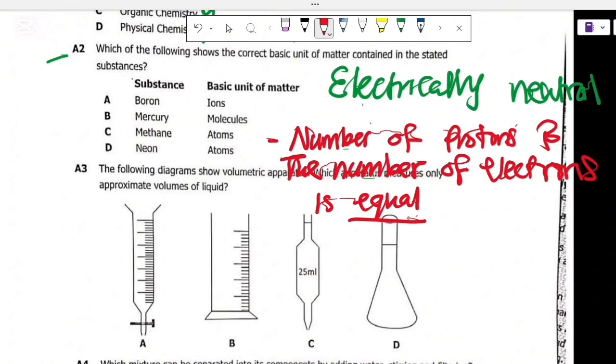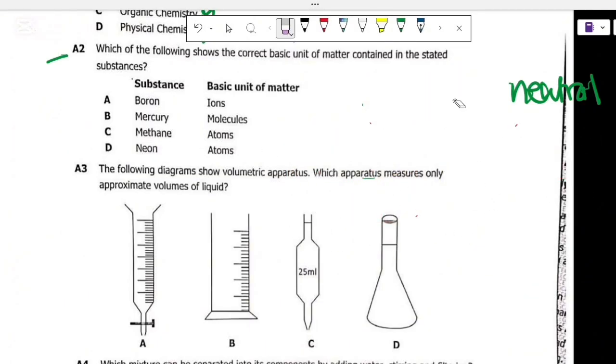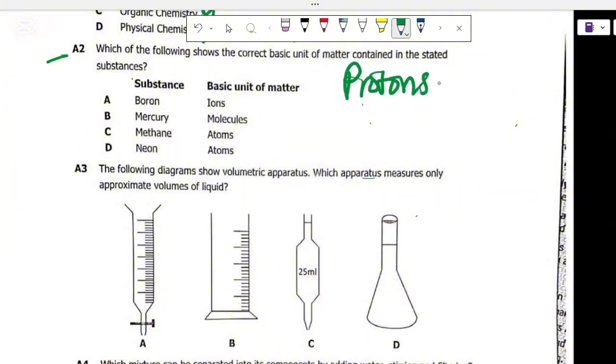Now, what does that do? So what if the number of protons is equal to the number of electrons? Well, what happens is that, since that is the case, remember that protons are positively charged. So let's say these are protons, positively charged. Electrons, negatively charged.